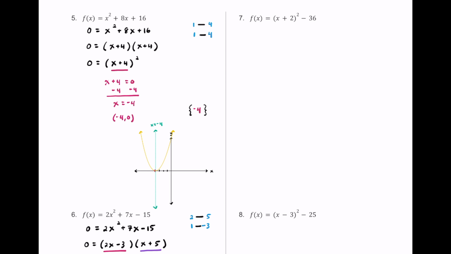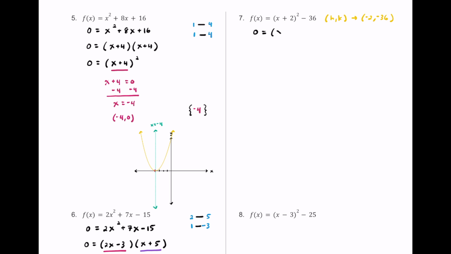So for number 7, notice how we have this whole thing written in vertex form. That's useful for the vertex, but we're not looking for the vertex, right? We do know the vertex is going to be h comma k, which in this case is negative 2 comma negative 36, but it doesn't help with the solutions. So if you want to find the solution, still set the whole thing equal to 0.